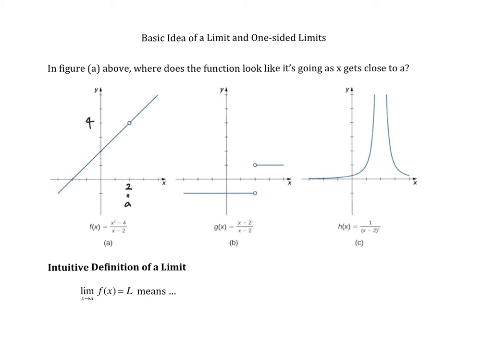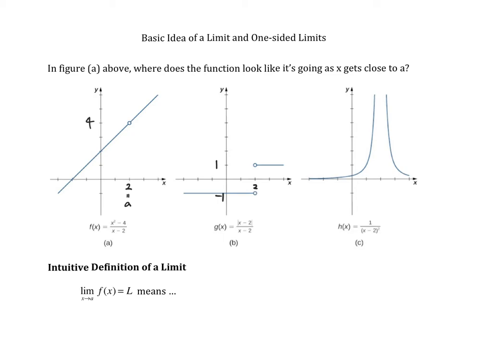Let's take a look at the second graph. Again, my a is going to be 2 here, but this graph is different from the other graph. It looks like when I come from the left side, it's going to go to the y value of -1. But when I come from the right side, it looks like it's going to a different number. It looks like it's going to the y value of 1.